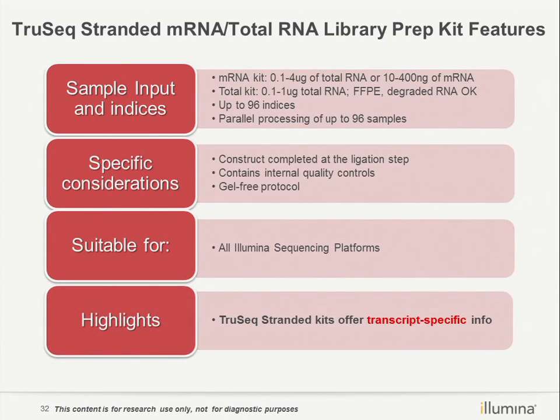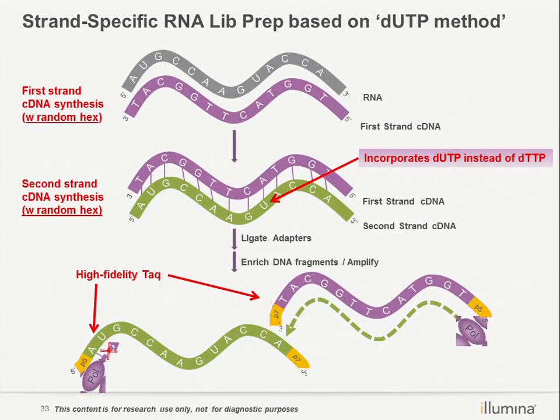Then I would like to highlight the other features of these 2 kits. We call them stranded kits. They can offer transcript-specific information. Let's see this scheme. If we care about the strand-specific information, we only need to sequence the first strand cDNA, because it's the coding strand. But the second strand of cDNA is the nonsense cDNA. We don't like to sequence this part. By using these 2 kits, we can follow this way.